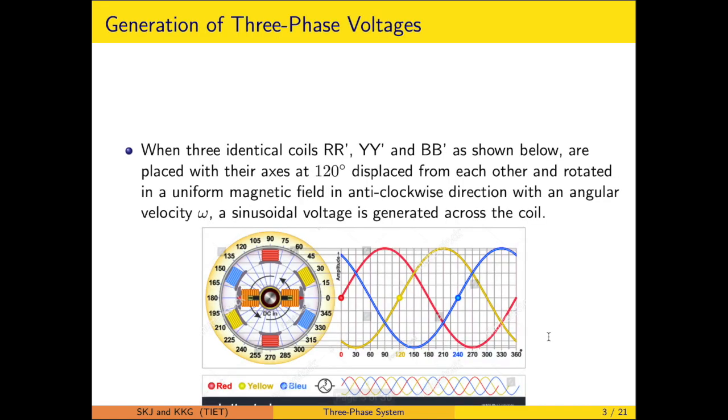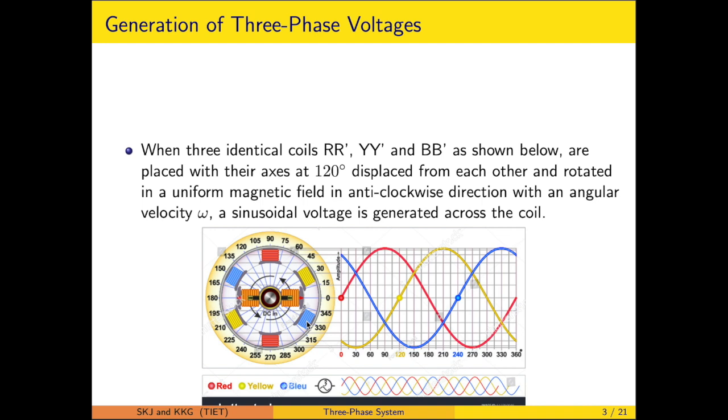This results because the practical generators of moderate and large capacity are of three phase arrangement. So how is this three phase made? Three identical windings are placed inside the generator. One is with the red color, another is with the yellow, and the third one is the blue. These are 120 degree electrically displaced.